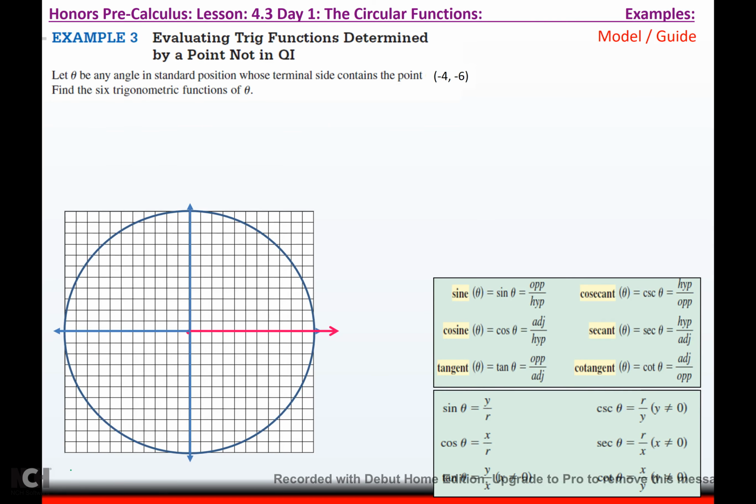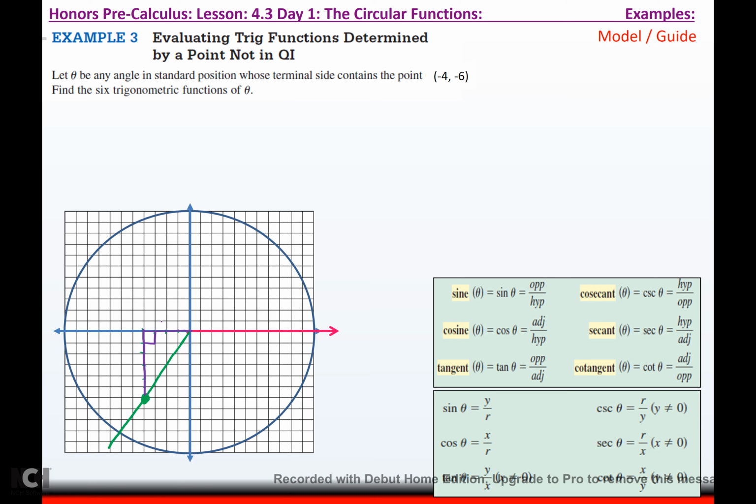Alright, so it says, let theta be any angle in standard position whose terminal side contains the point (-4, -6). Negative 4: 1, 2, 3, 4. Negative 6: 1, 2, 3, 4, 5, 6 would be right there. So if I draw, there's my theta. Okay? And what you do once you've got that terminal side drawn is you drop an altitude back to the x-axis, which will create your right triangle.